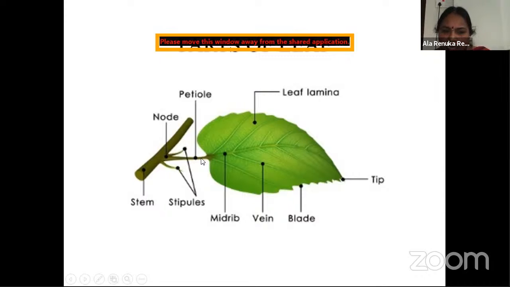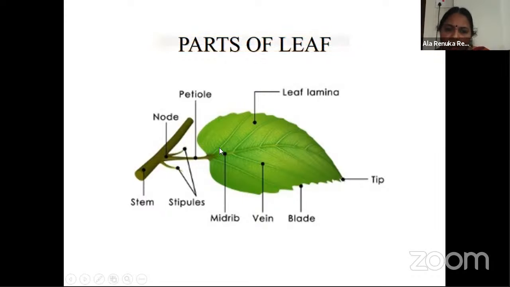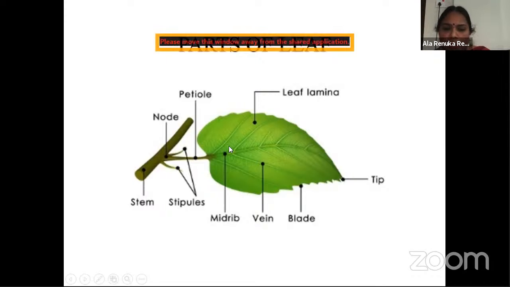We can see this lamina has a midrib and veins. We can call it the midrib or midvein. And the midrib gives rise to veins and veinlets. All these help in conduction of food and water. The arrangement of veins and veinlets on the leaf is called venation. Okay, you are familiar with the term venation. You must know about reticulate venation and parallel venation.